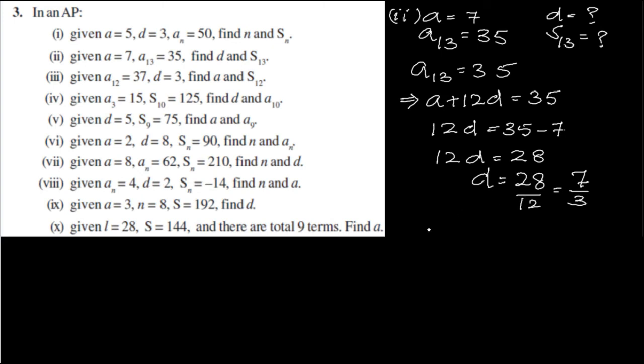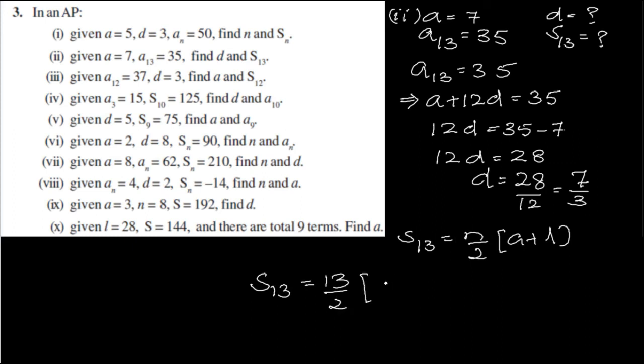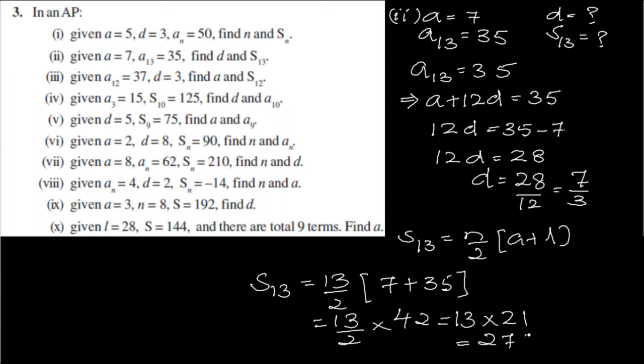Now we have to find out S13. S13 will be n by 2 times a plus l. This formula we will use. S13 will be 13 by 2 times the first term 7 plus the last term. Here it is the 13th term, 35. So 13 by 2 times 7 plus 35 is 42. We get 13 multiplied by 21. The result is 273.